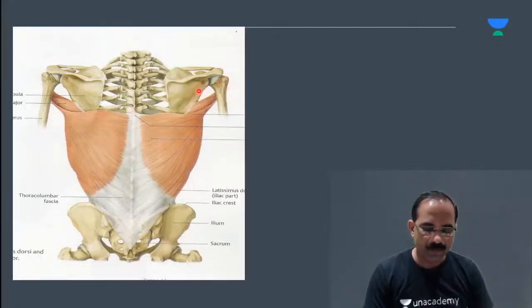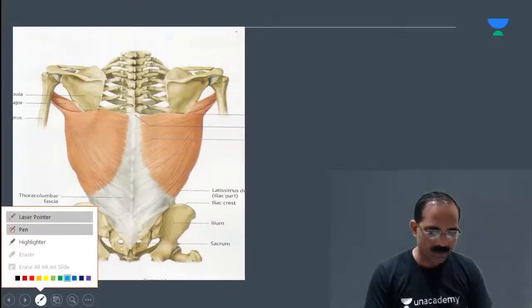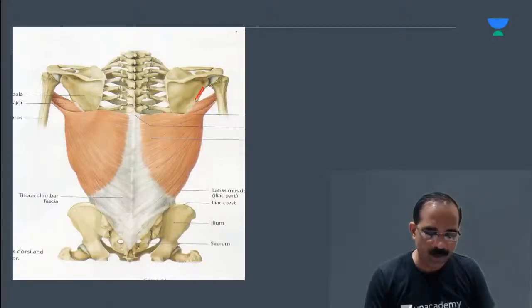Yahan se kya arise hoga? Which will be going here? Can anyone tell me what would this muscle be? Which, one moment, I'll just make that. Which will begin from here and will go like this. Ye kya hoga? Teres minor.